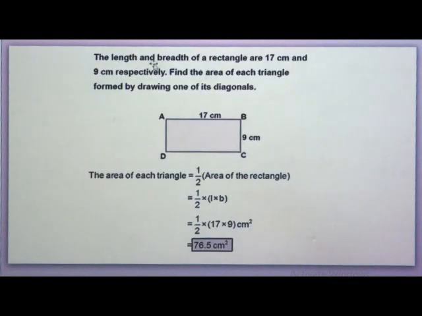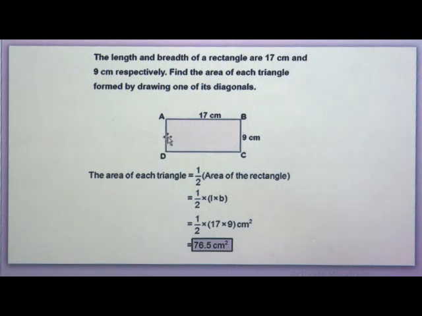Now, the length and the breadth of a rectangle are 17 centimeter and 9 centimeter respectively. Now, this shape is a rectangle whose length is given to us and breadth is given to us, which will be 17 centimeter as the length and the breadth is given as 9 centimeter. Find the area of each triangle. Do you find here any shape of a triangle?